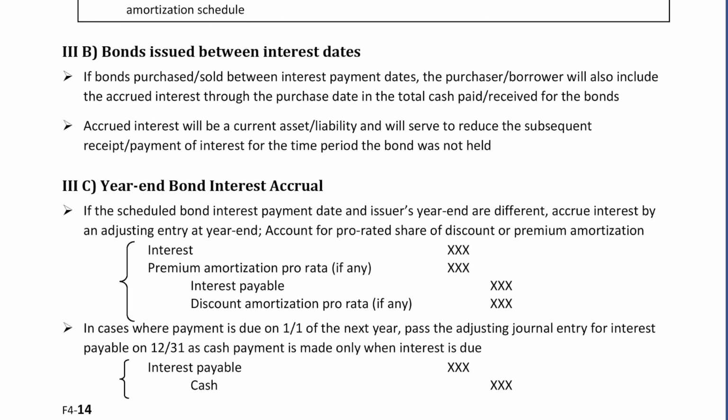Then moving down on this page, we got bonds issued between interest dates. Highlight if bonds purchased or sold between interest payment dates, there is an highlight accrued interest. So this accrued interest is both for the purchaser and the borrower. For the purchaser, it's a current asset, but we are looking at the borrower's perspective. So circle borrower and circle liability.